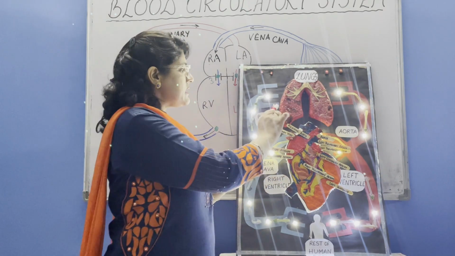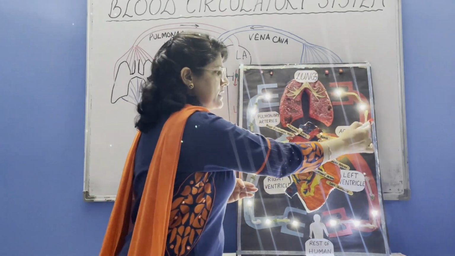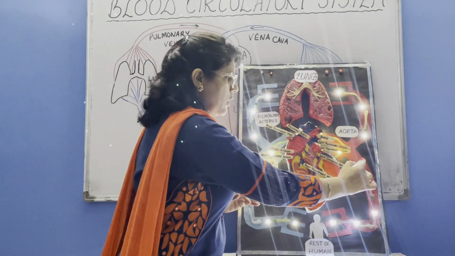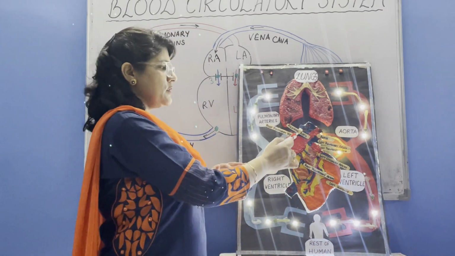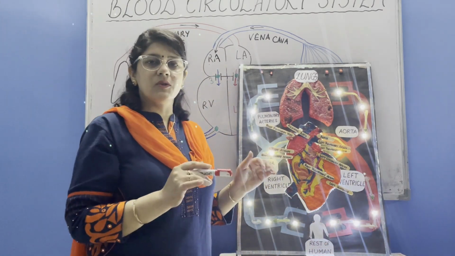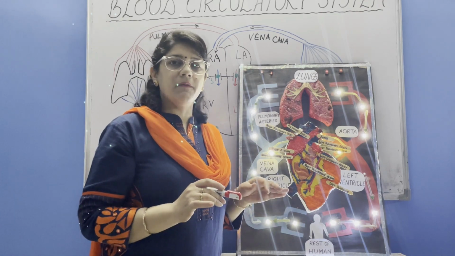To conclude, this is the short pulmonary circulation. This is the long systemic circulation. So that is why this circulation is known as double circulation in our heart.